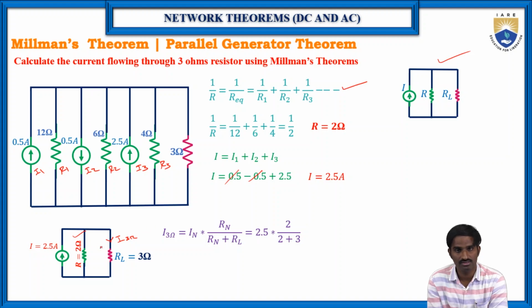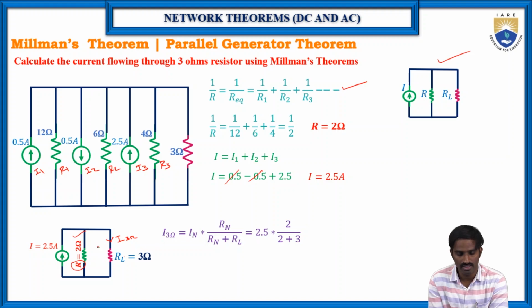This is the current division rule that we are applying here. This is the total current I. Let us consider the current flowing through R is I1 and this is I2. So I3 ohms is equal to the total current I into the opposite resistor, which is Rn, over Rn plus RL.